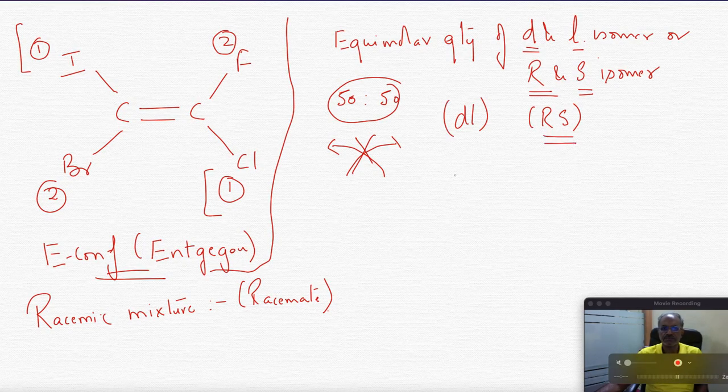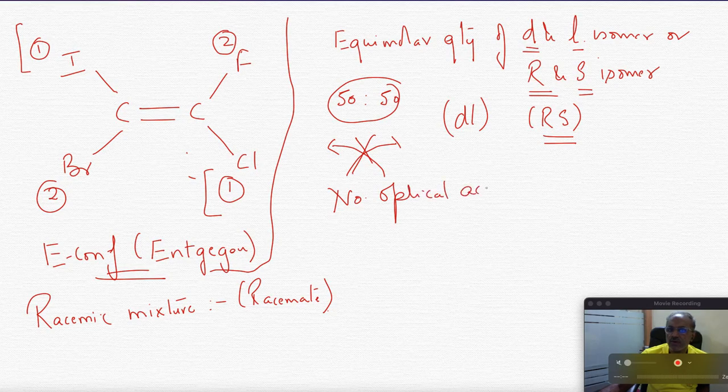Right? So obviously, you can say equimolar 50-50 you are getting, means 50% of R isomer and 50% of S isomer. Then obviously it will not be showing any type of optical activity. That means no optical activity, I can say.